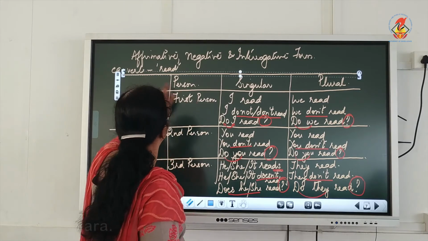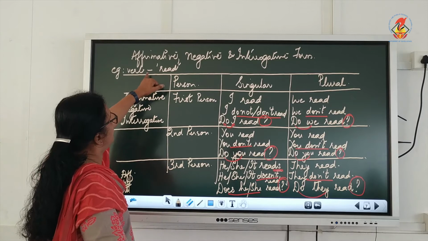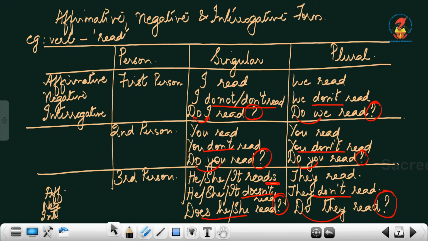Now, how will you write this? For example, your verb given is read. The first person pronoun, when you express it in the singular form, is I read. Remember, we are doing just the simple present tense. If you have to express it in the first person plural, it is we read.